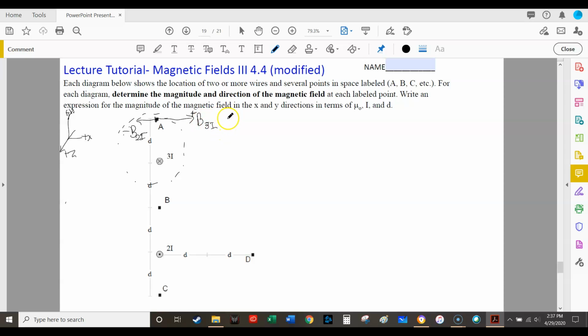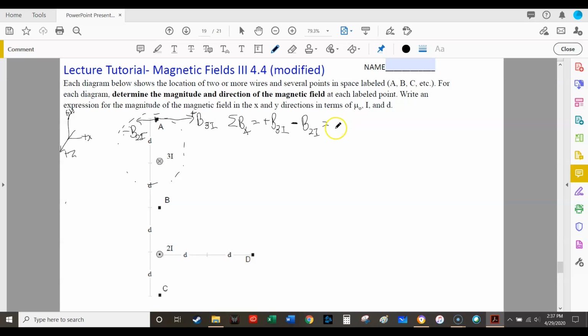Okay, well, now we need to sum the magnetic fields at point A, and that's going to be equal to the 3I wire's magnetic field and also the 2I wire's magnetic field, but that's pointed in the opposite direction. That's why we have a negative there. It's pointing in the negative x direction. The 3I wire's magnetic field is pointing in the positive x direction.